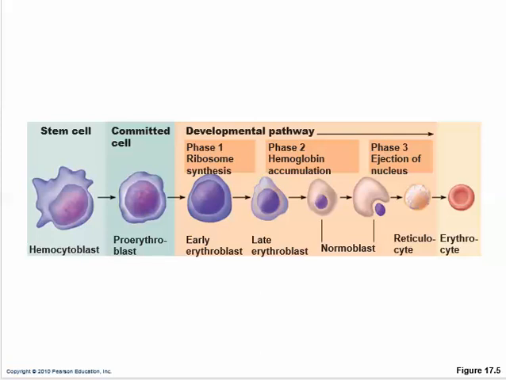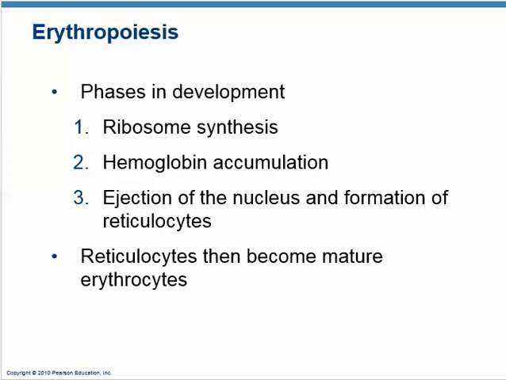As the cell absolutely fills up with hemoglobin, then we call it an erythrocyte, and it takes on this typical biconcave shape. So the phases are: first you make the protein synthesis machinery, the ribosomes and the endoplasmic reticulum. Then you start to make the hemoglobin. Then you get rid of the nucleus and become reticulocytes. Then you turn into full-on erythrocytes.